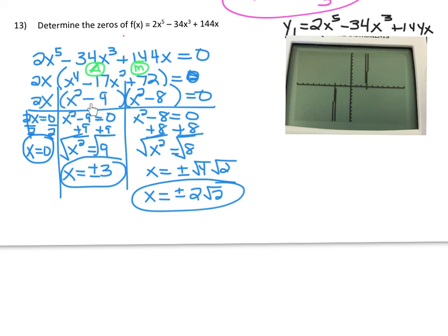If you wanted to factor this further, I'm just going to verbally talk about it. This x squared minus 9 would have factored to x plus 3 times x minus 3. And if you would have set those factors equal to 0, you would still wind up with the positive 3 and the negative 3.